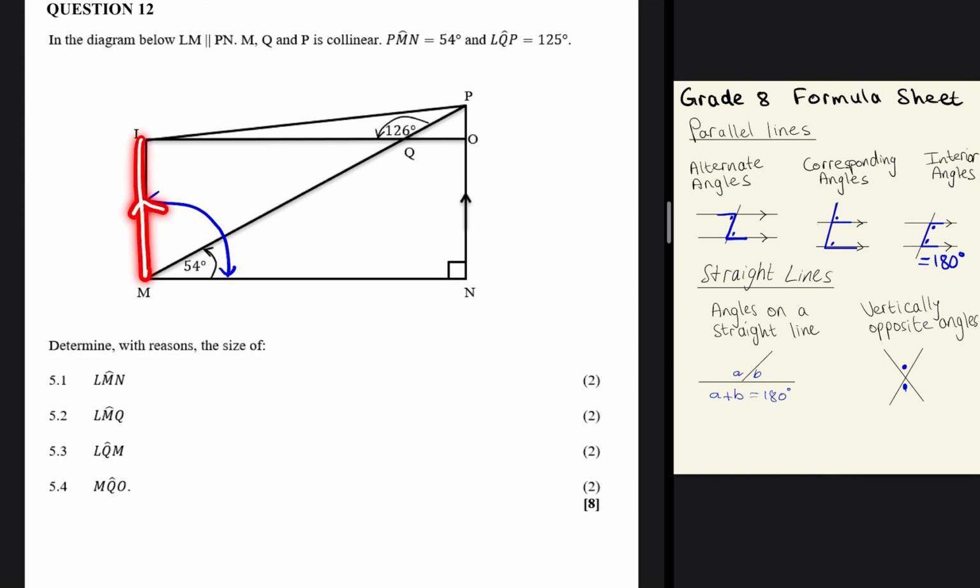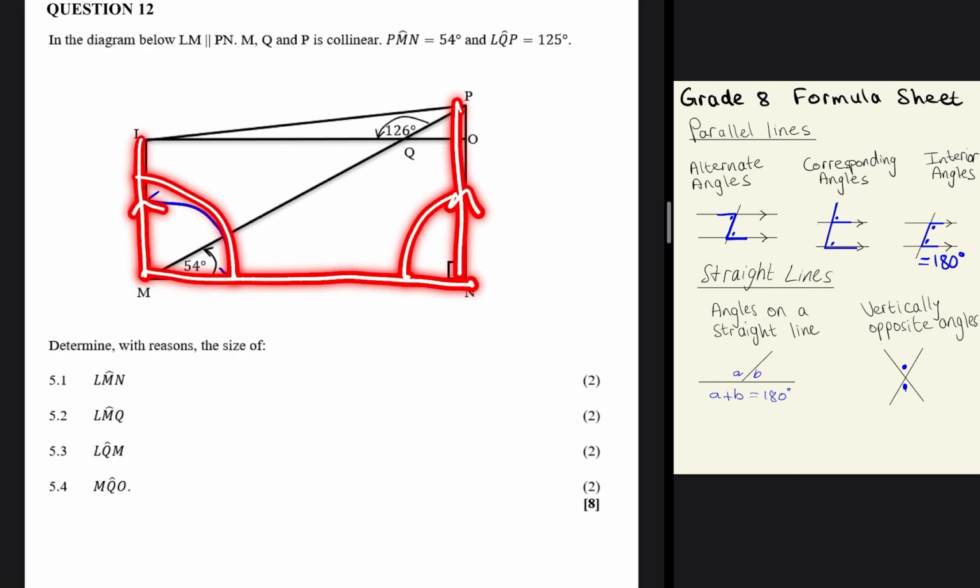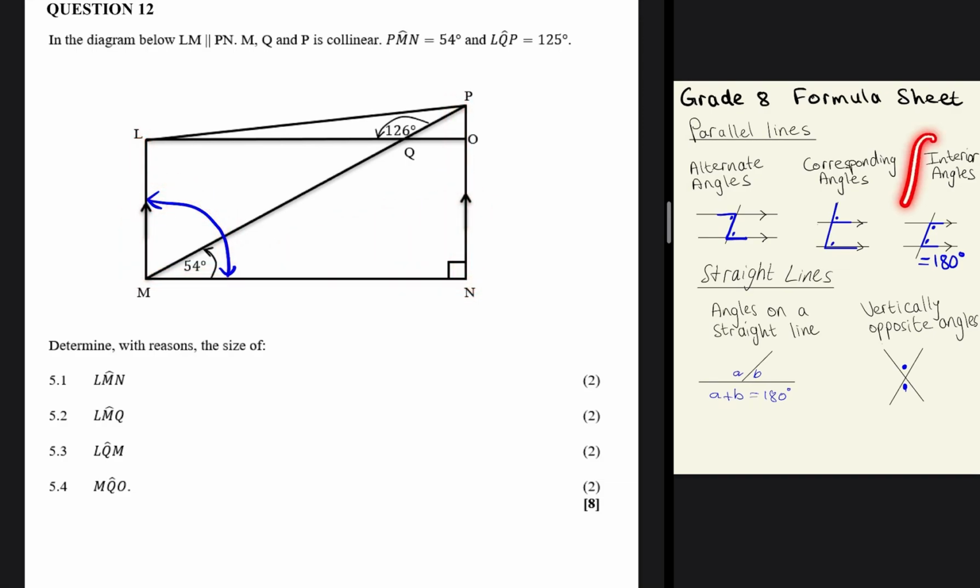Again, just look carefully. This is parallel lines, like we just mentioned now. And if we look at this line, these two angles, the one we have to work out, LMN, and the other angle, P and O, these two angles will equal 180. Why must they equal 180? Because if you look at the formula sheet, they are interior angles, and two interior angles equal 180. So therefore, we know this is 90 degrees.